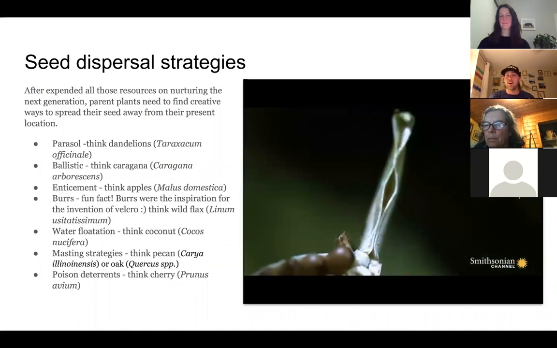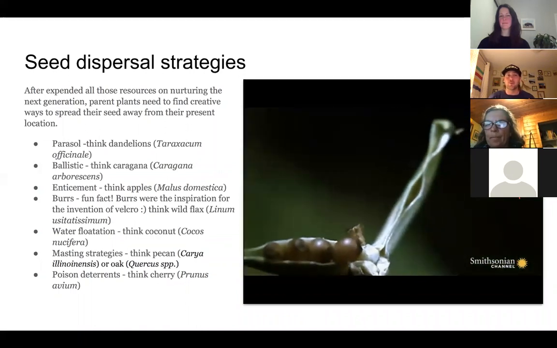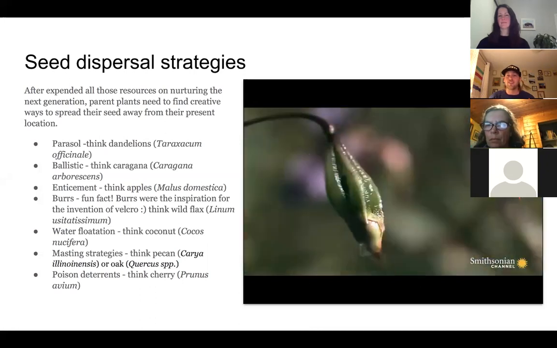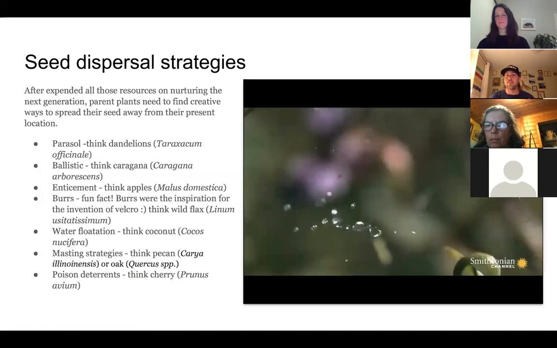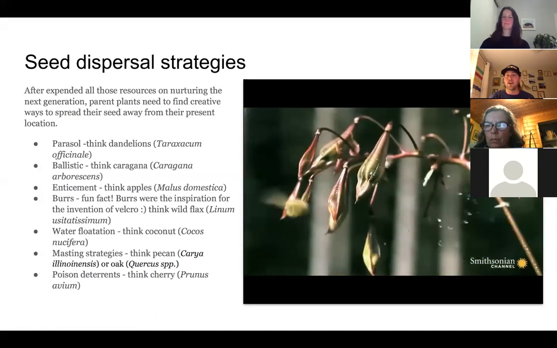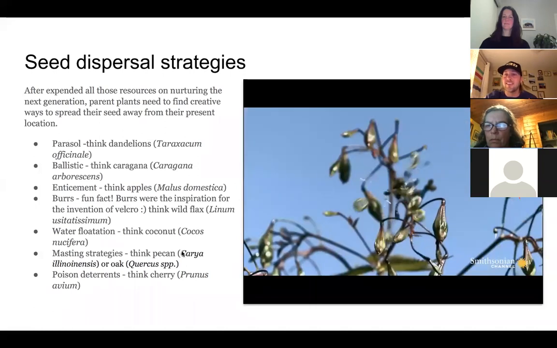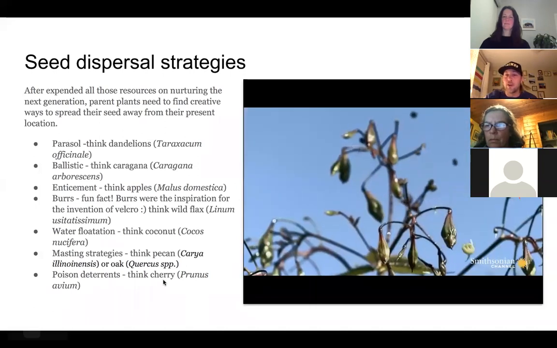So there's all these cool seed dispersal strategies for trying to get the next generation that you've just put all this energy into to get established a ways away from their parents.